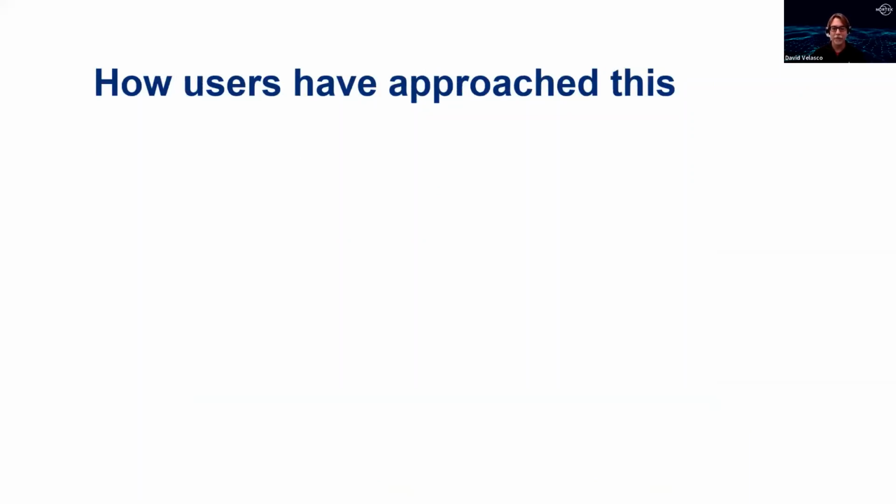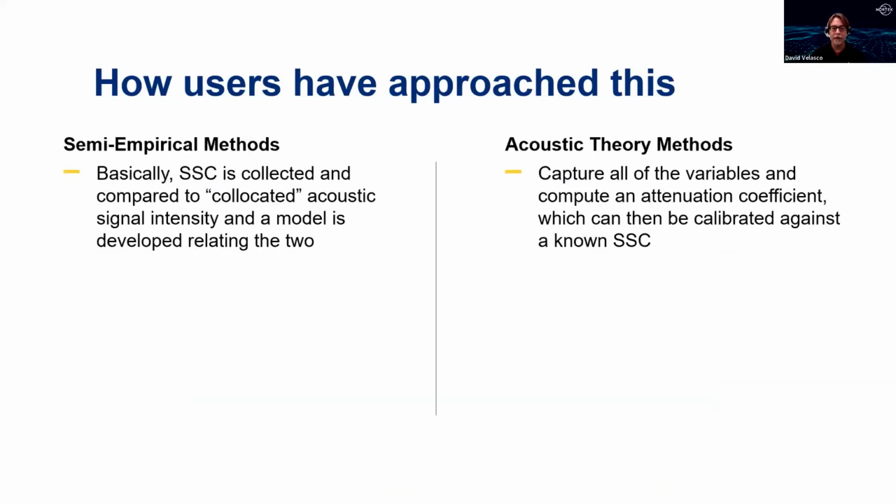So because we can't do that, we have to address some of these issues somehow and understand some of these assumptions and limitations. And if you review the literature, you find that this has been approached in one or two different ways, which I'm calling here a semi-empirical method or an acoustic theory method. And there have been, of course, variations on this and combinations of these.